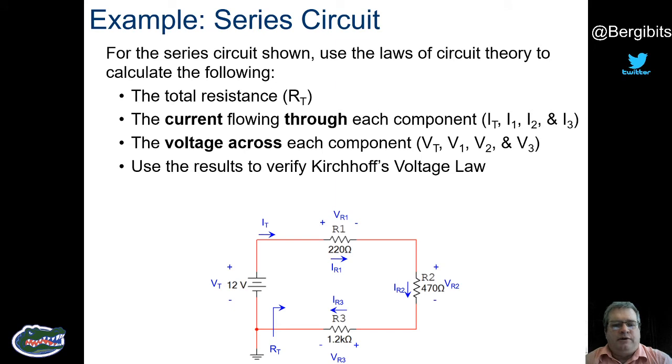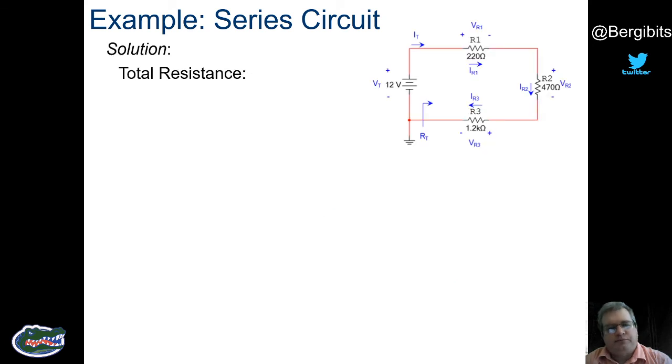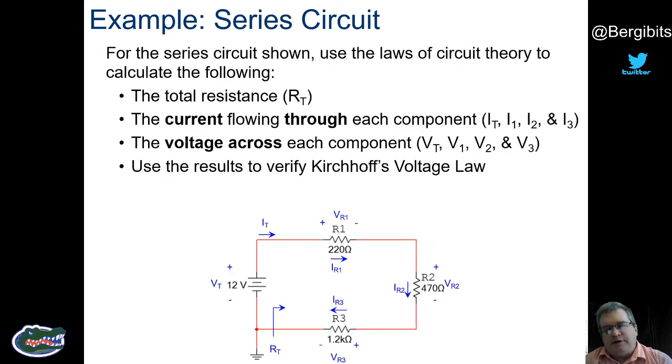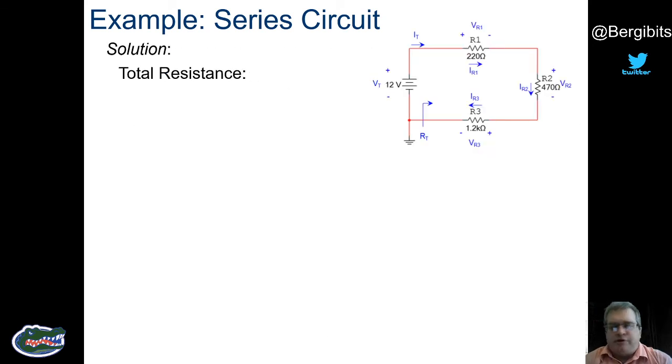Alright, series circuit, the current flowing through each component. Let's back up. The series circuit uses the laws of circuit theory to calculate the following: total resistance, current flowing through each component, the voltage across each component. Resistance total is R1 plus R2 plus R3.